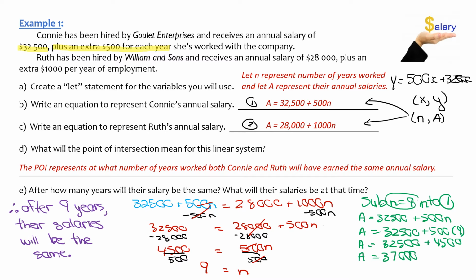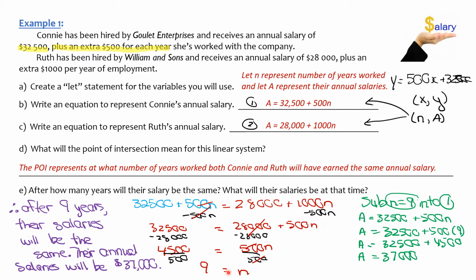So I'm going to add on to my sentence over here. After 9 years, their salary will be the same. And what will their salaries be at that time? Their annual salaries will be $37,000. So before 9 years, one of them, Ruth or Connie, was making more money.